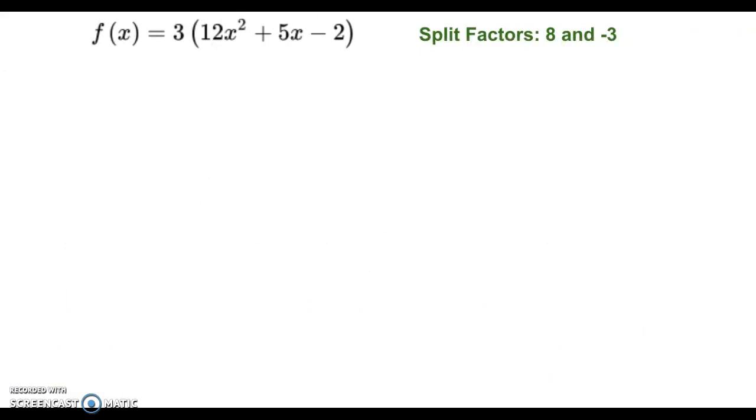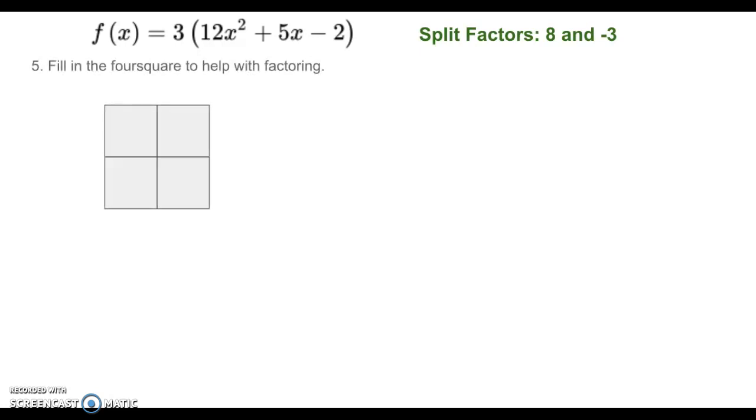We're going to continue the process. The next step asks us to use the 4 square. Now this is a process that helps us organize everything while we're factoring. And remember, we are just trying to factor 12x squared plus 5x minus 2 into a product of binomials. So let's start to fill in the 4 square.